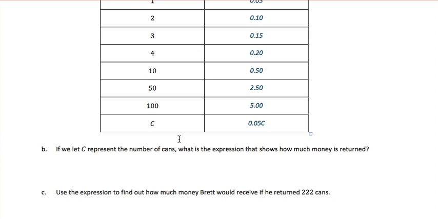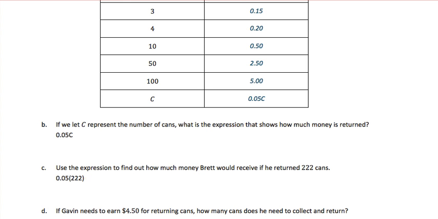If we let C represent the number of cans, what is the expression that shows how much money is returned? Well, this is our expression right here: five 100ths times C. Then we can use the expression to find out how much money Brett would receive if he returned 222 cans, which is $11.10.